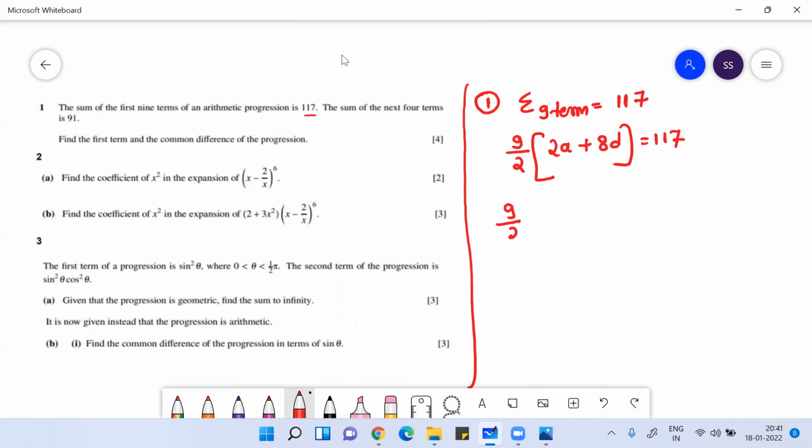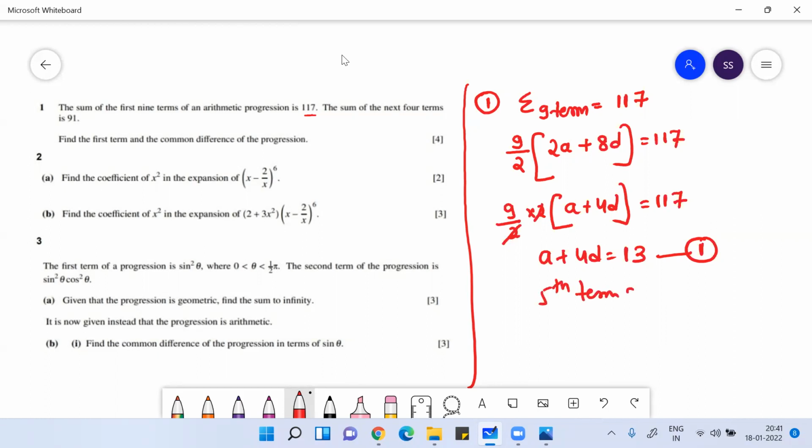Now if you take 2 common here, inside the bracket you'll have a plus 4d, equal to 117. So you can cancel 2 from here, and then you can write a plus 4d is equal to 117 by 9, and 9 thirteens are 117. So a plus 4d is equal to 13, which means the fifth term of this AP will be equal to 13.